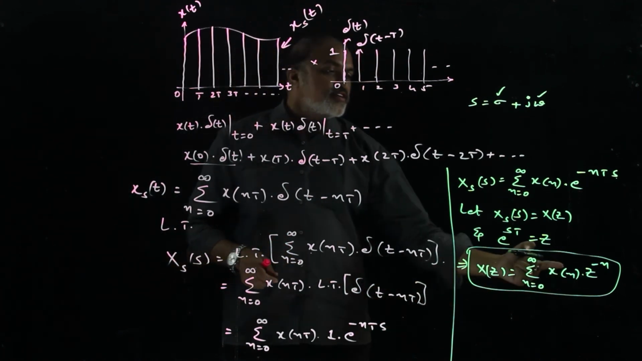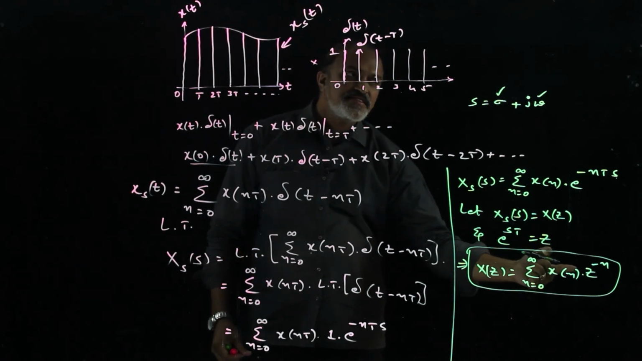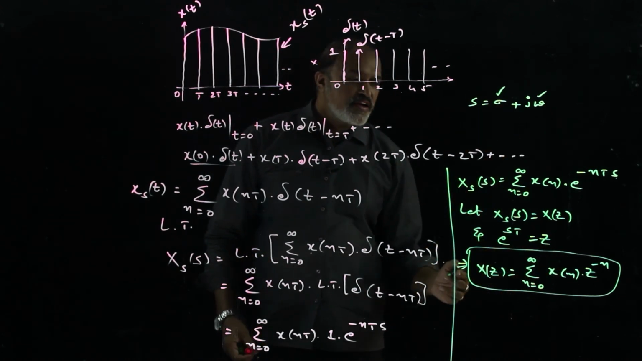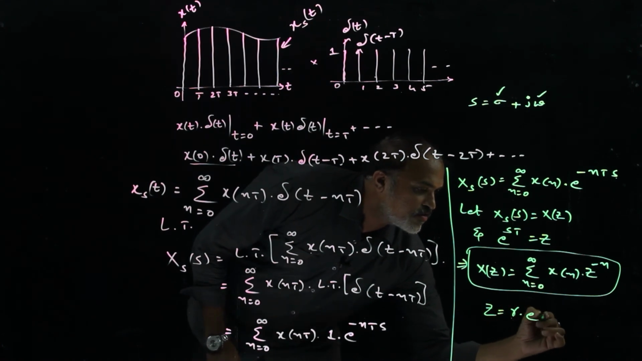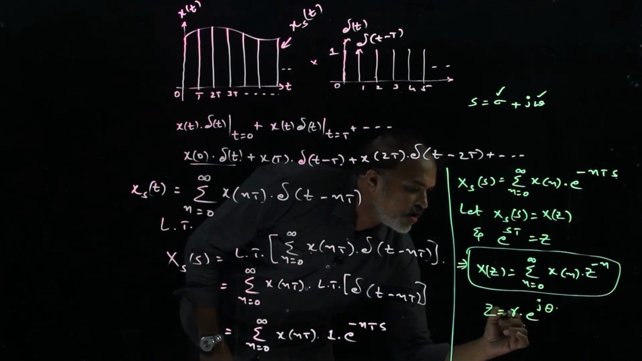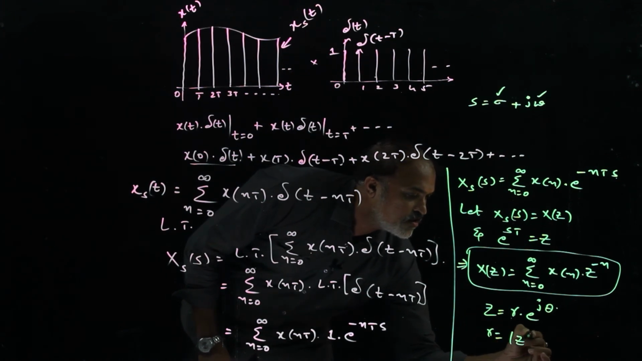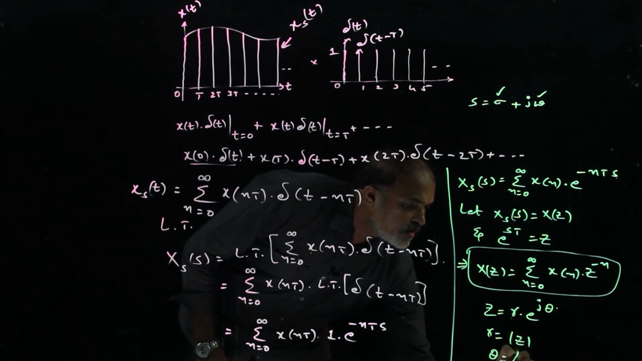But here, instead of defining this z in rectangular form, it is better to have z in polar form, like r into e power j theta, where r is the magnitude of z and theta is the angle of z.